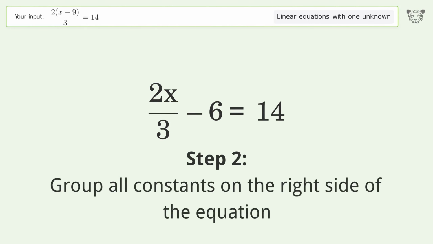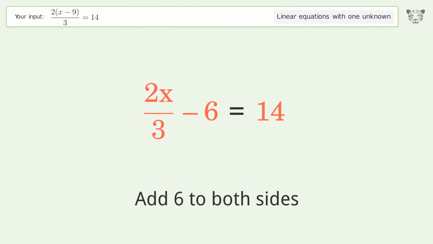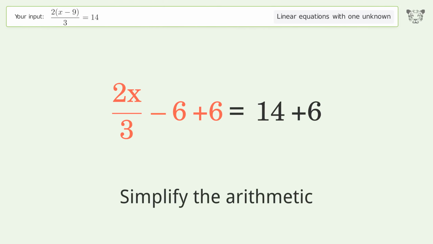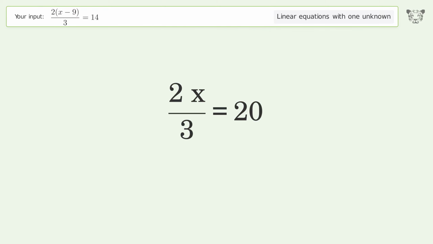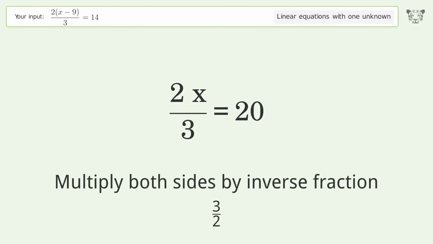Group all constants on the right side of the equation. Add 6 to both sides. Simplify the arithmetic. Isolate the x. Multiply both sides by inverse fraction 3/2.